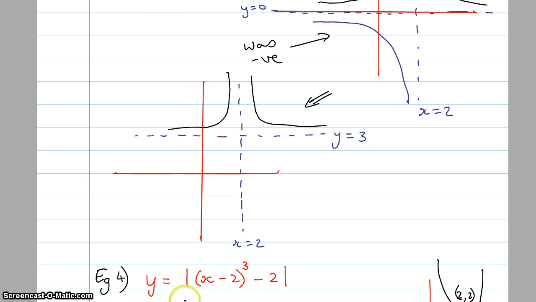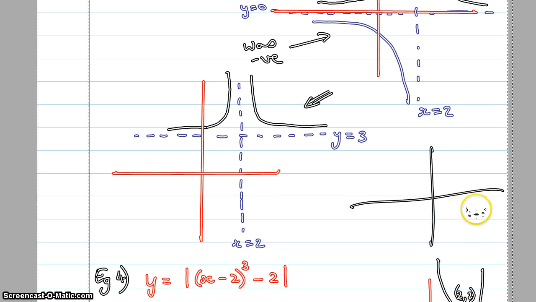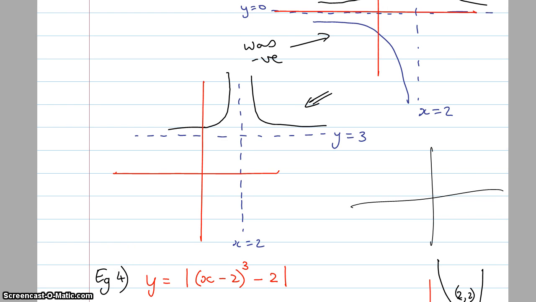Here's another question. The absolute value of x minus 2 all cubed minus 2. Now this time the minus 2 is inside the absolute value, so we have to draw all this first and then apply the absolute value to everything. So what I'm going to do is I'm just going to draw this one. That's just a cubic, and I'll draw it up here. The cubic has a point of inflection at 2, negative 2. There we go. It's 2, negative 2 there.